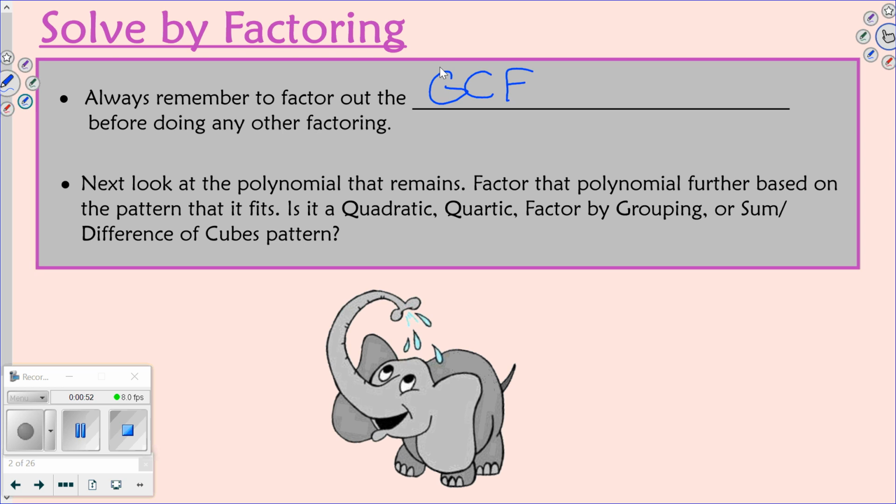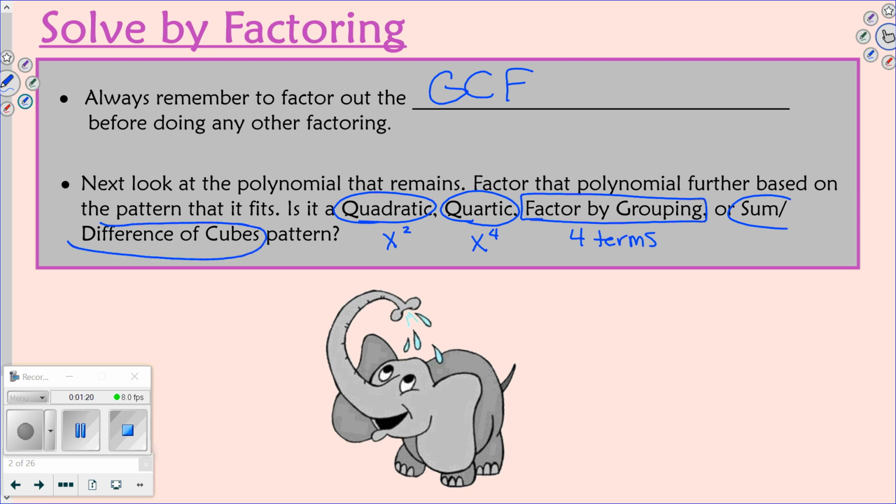It's going to be based on what pattern it fits. It's either quadratic. What's quadratic mean? X squared. So it's either x squared, which is our normal factoring, quartic, which is x to the fourth, factor by grouping, that will have 4 terms, and we'll get to that, and then sum or difference of cubes. Any guess there? That's x to the third, and it will only have 2 terms.